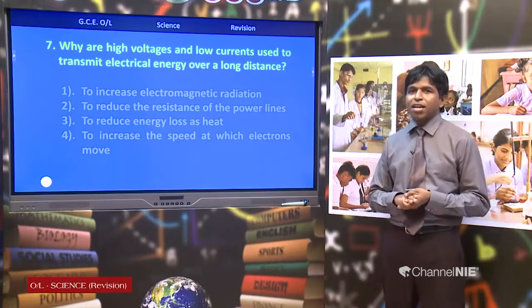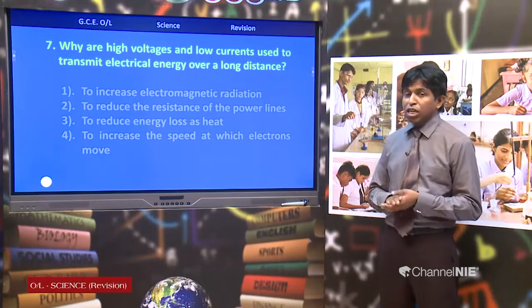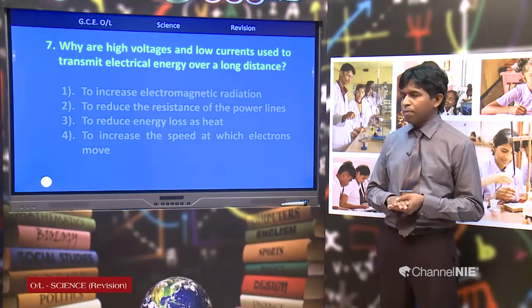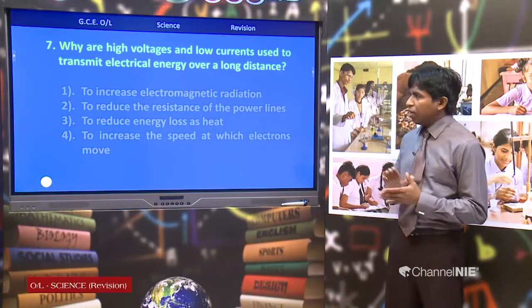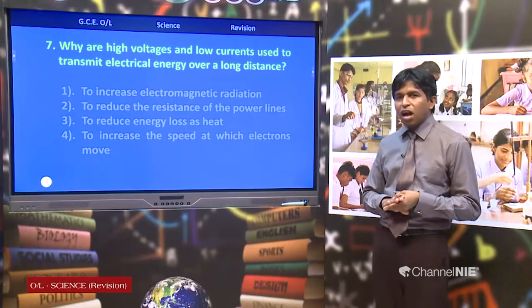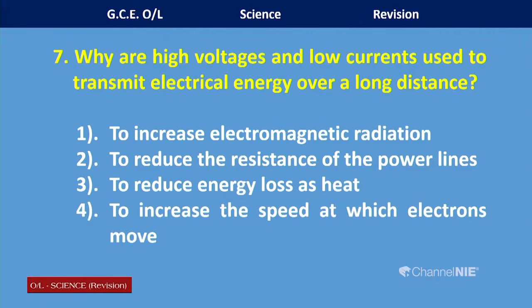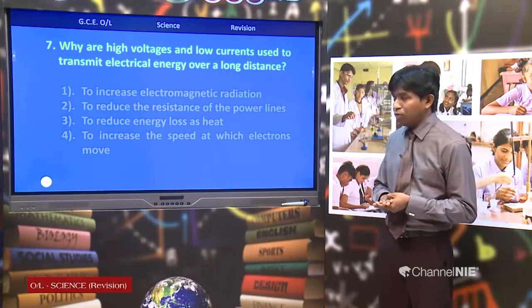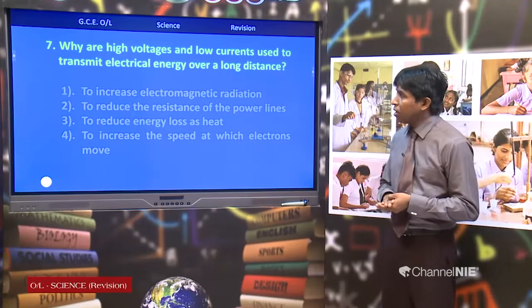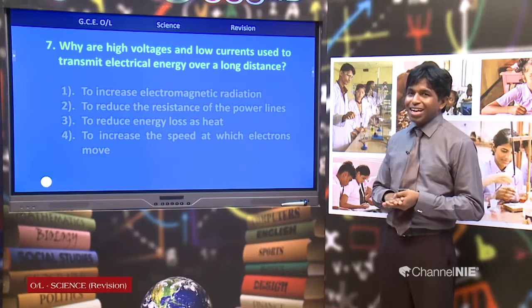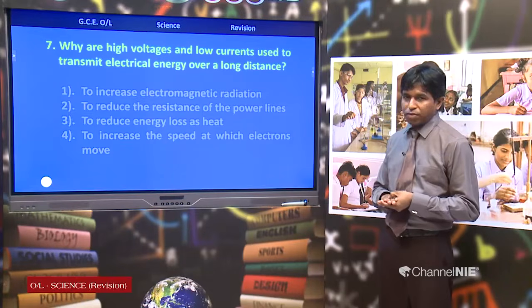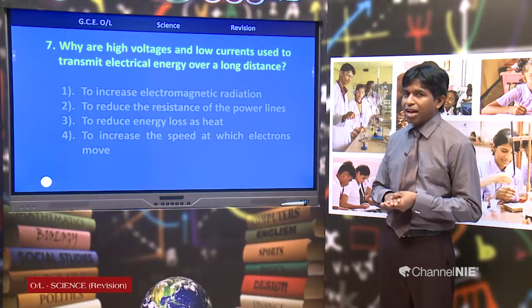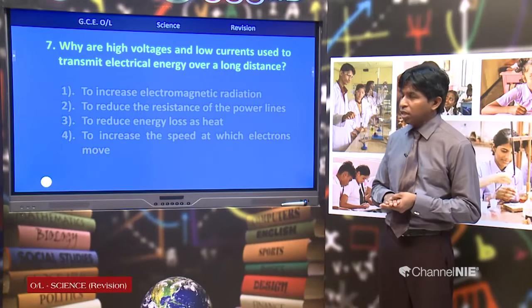So how to minimize this energy loss during the transmission as heat due to the heating of the cables? The method they use, transmission is done under high voltage. When the voltage becomes high, the amount of current that flows through the wires is kept low. When the current is low, the amount of heat generated in the wire also reduces. Then we can reduce the wastage of energy as heat by keeping the current low.